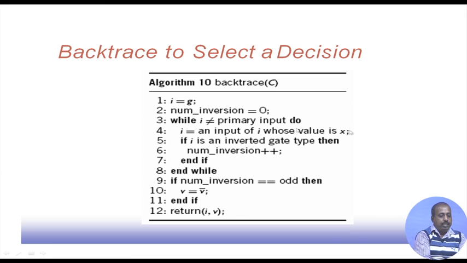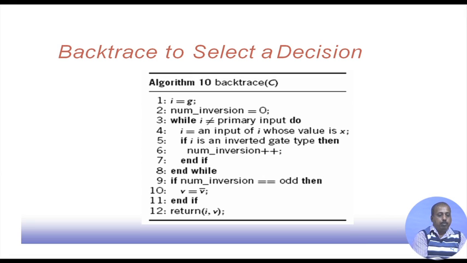So if I is an inverted gate type, then the number of inversions is incremented by 1. This way it goes on, and end while, and if the number of inversions is odd, then V equals V bar. So basically what we are trying to do is, for a particular input, we are trying to see how we can reach a primary input corresponding to that.